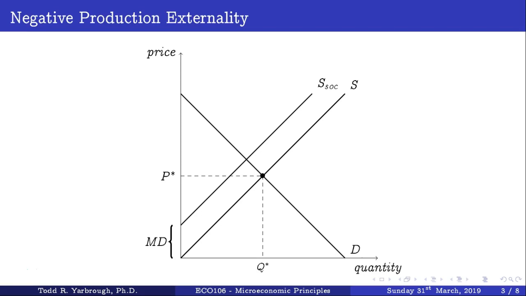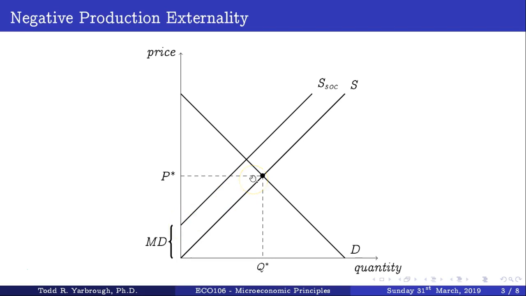The social supply curve is simply the initial supply curve, what we call the private supply curve, which is just S, and we take the damage that's being created by the production of the product. Remember, this is a negative production externality. So we take the marginal damage that's being created by this production and we just add it to the supply curve. It shifts the supply curve up by the amount of marginal damage. So the social supply curve is the private supply curve shifted up by the amount of marginal damage.